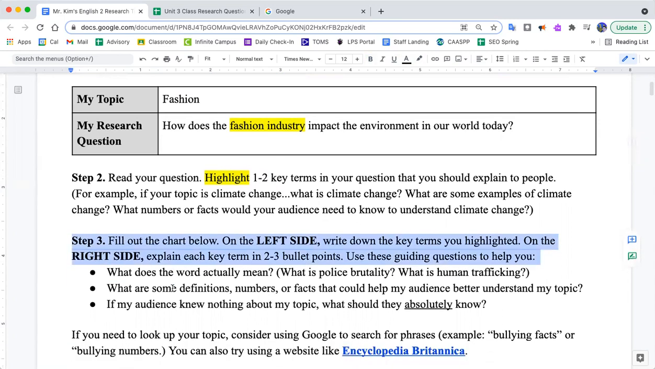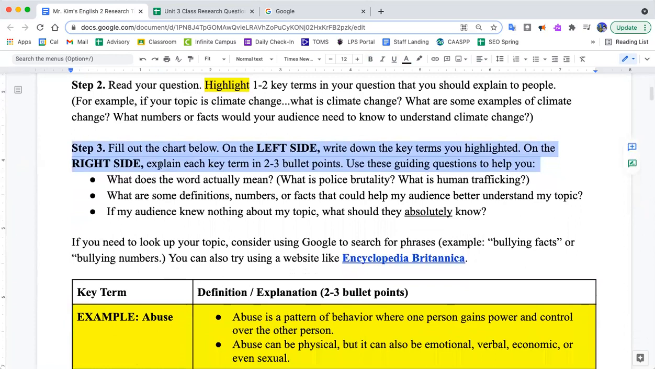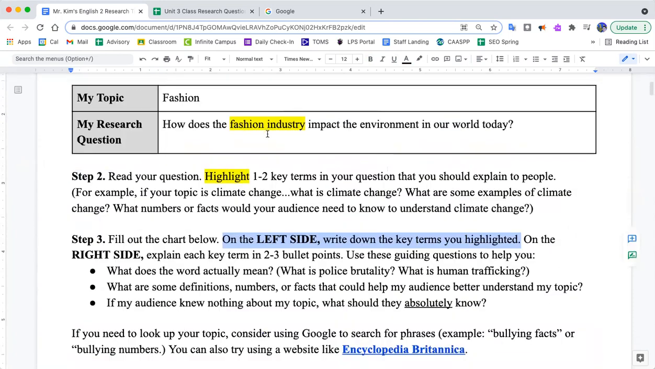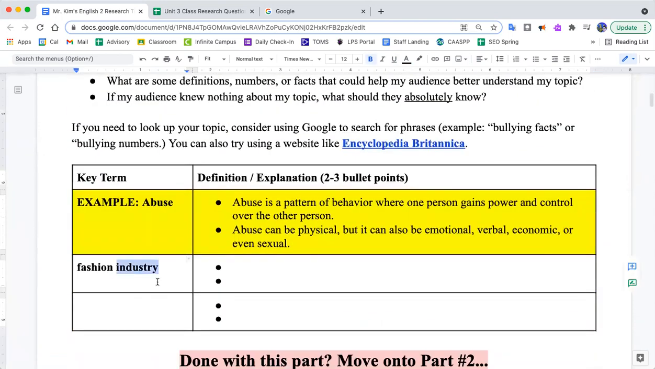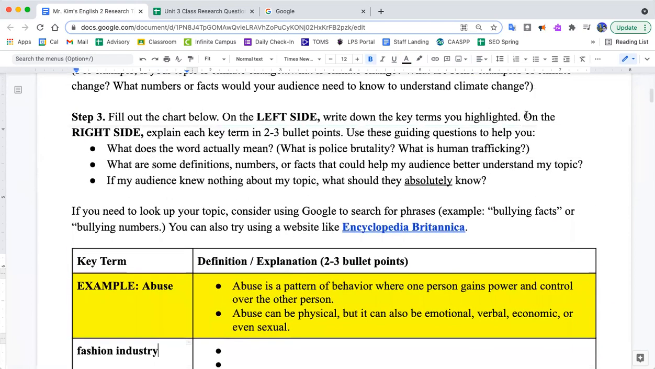So step 3 is where you fill out the chart below. On the left, you're going to write down the key terms you highlighted. So I'm going to write down the key term fashion industry right over here. On the right side, you want to then research that word and explain the definition and any background info that you want to include in 2 or 3 bullet points.